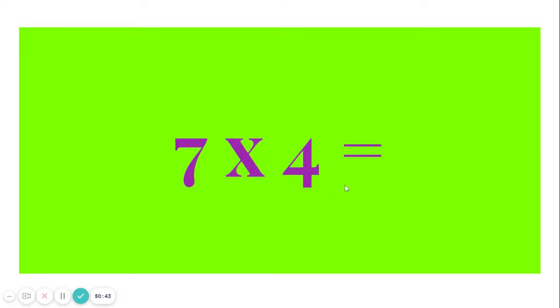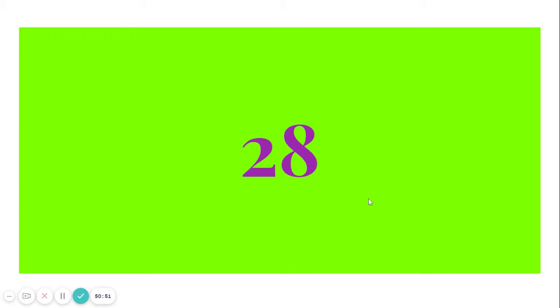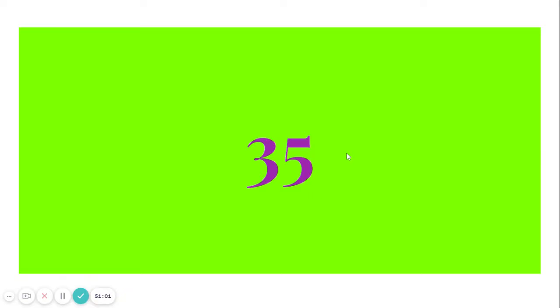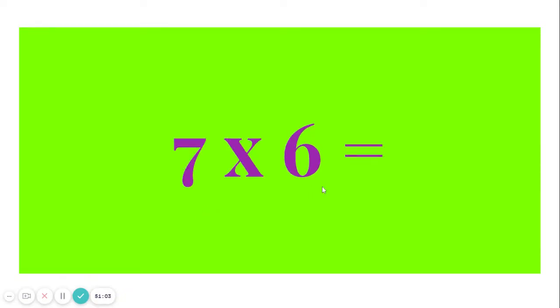7 times 4. Double the 7, double again. 7 and 7 is 14. 14 and 14 is 28. Or remember, 4 weeks is 28 days. 7 times 5. Use your clock. How many minutes when it's on the 7? 35. 7 times 6. Remember your fort too?